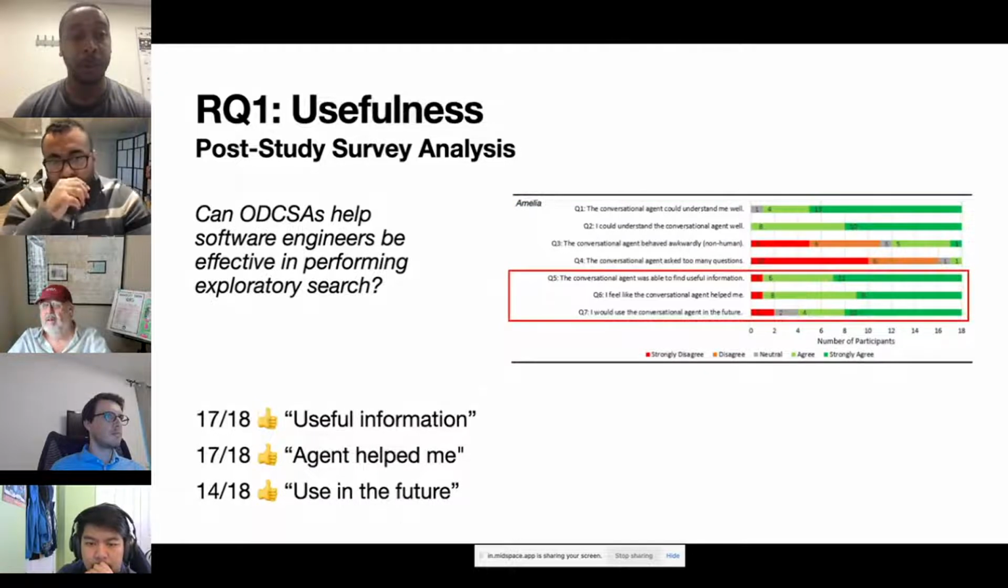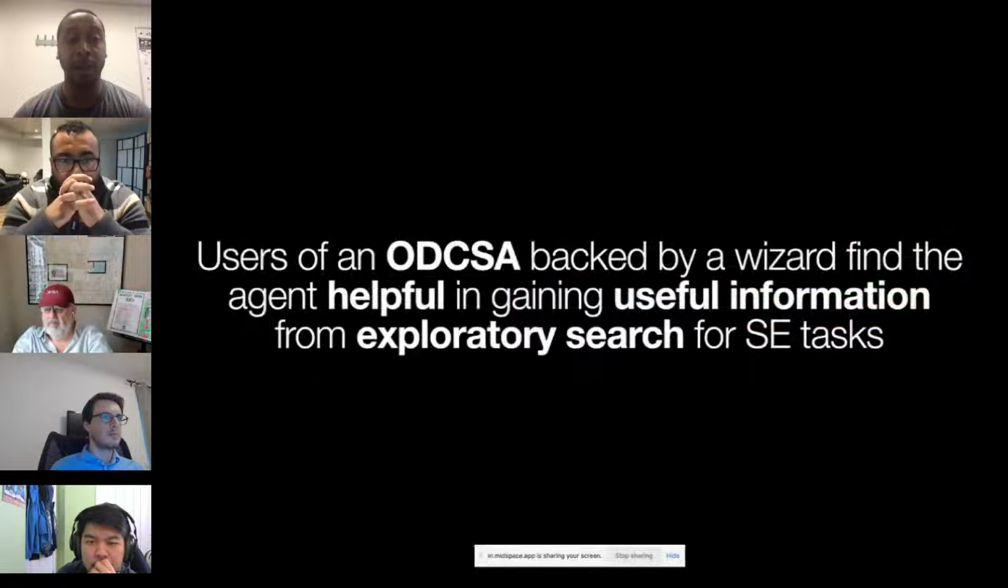In terms of usefulness, nearly all people agreed that the agent also provided useful information. Nearly all people felt like the agent helped them, and 14 out of 18 would suggest using the Wizard in the future. So we can summarize by saying that users of an ODCSA backed by a Wizard find it helpful for gaining useful information from software engineering tasks or exploratory research.